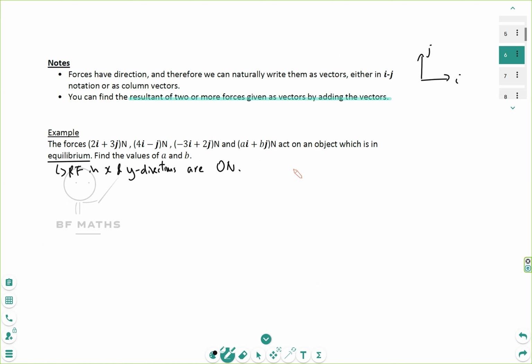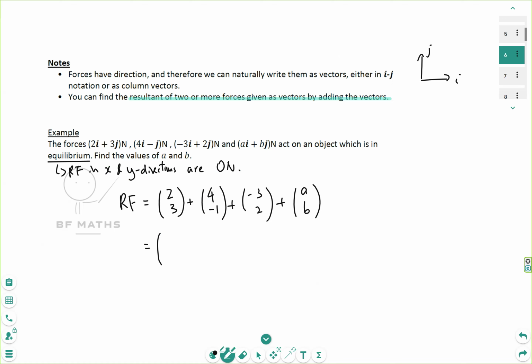So we can first of all work out the resultant force. So resultant force equals, let's write each of them as a column vector, (2, 3) plus (4, minus 1) plus (minus 3, 2) plus (a, b), which equals, if you simplify it, 2 plus 4, 6 minus 3 is 3, so 3 plus a; 3 minus 1 is 2, 2 plus 2 is 4, so 4 plus b.